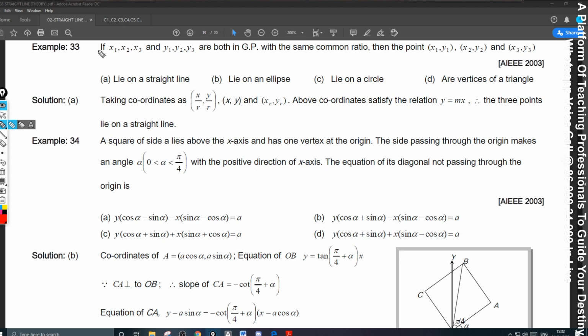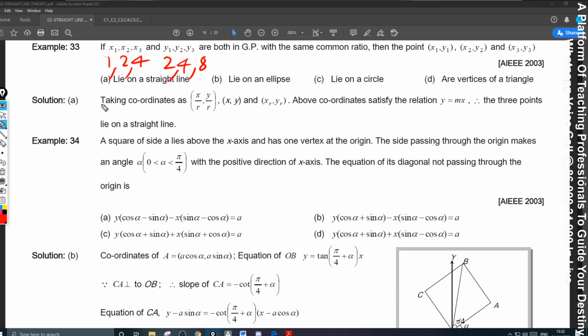You can apply that, or otherwise, go comfortably like this. Let me take x1 as 1, x2 as 2, x3 as 4. 1, 2, 4 are in GP now, with a common ratio of 2. 2 into 2, 4. 4 into 2, 8. So I have taken x1 as 1, x2 as 2, x3 as 4, and y1 as 2, y2 as 4, y3 as 8.